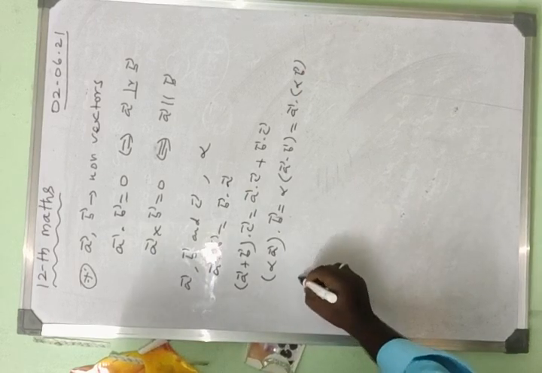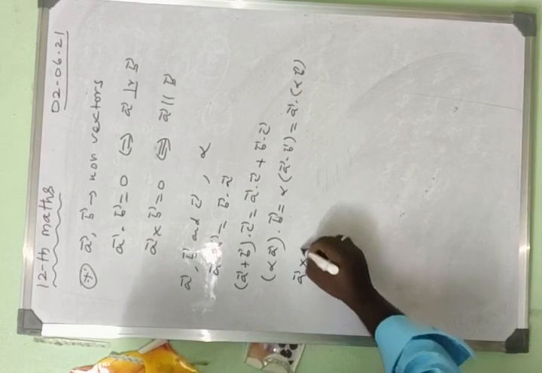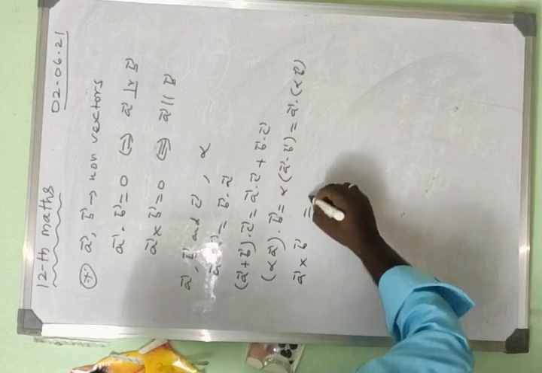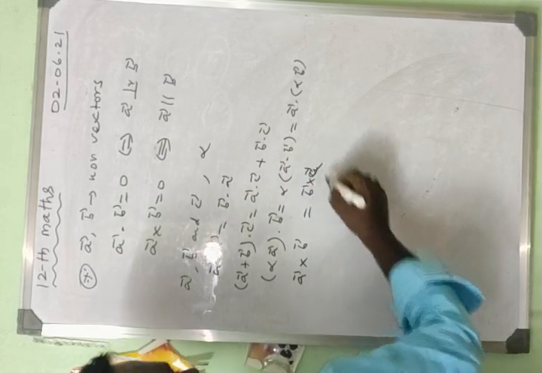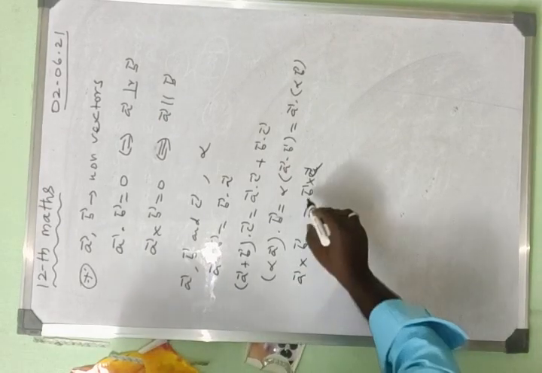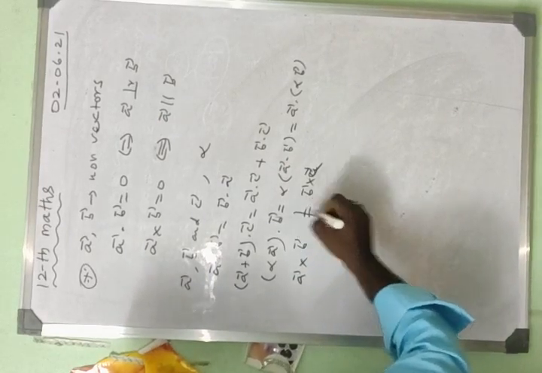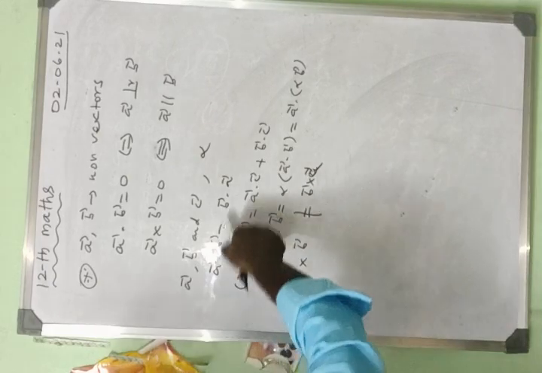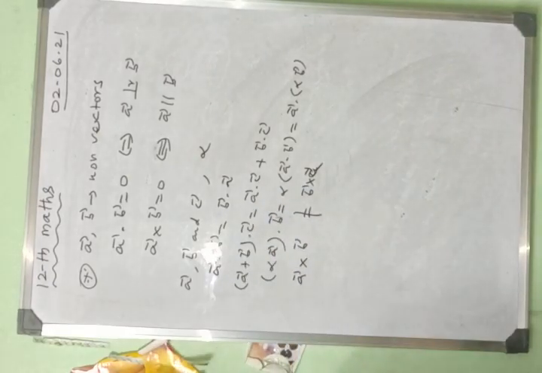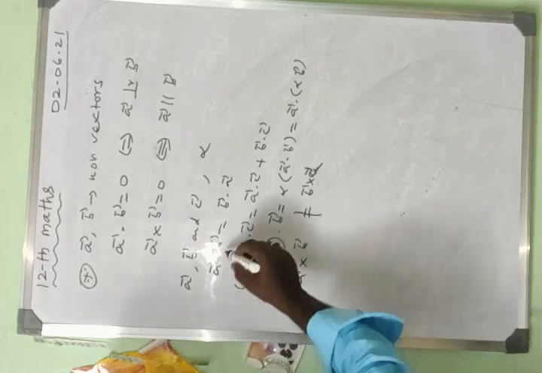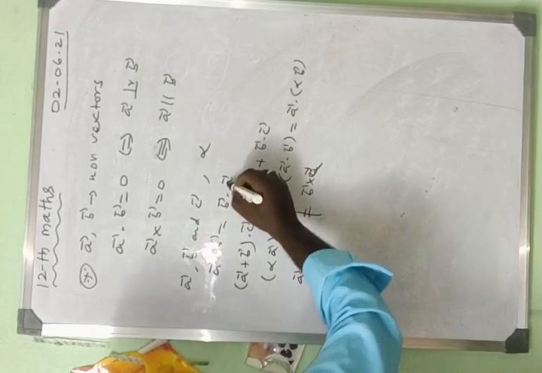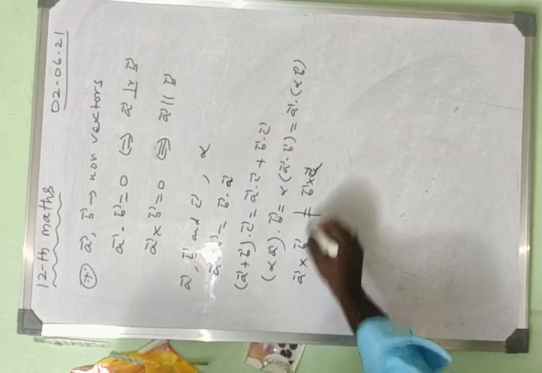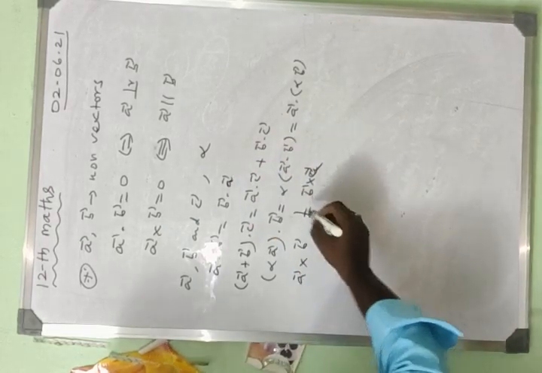And next we can write an important result: vector A cross vector B is not equal to vector B cross vector A. A cross B and B cross A are definitely not equal. For a dot product they are equal: vector A dot B equals B dot A. But the cross product is not equal. Vector A cross B is not equal to B cross A.